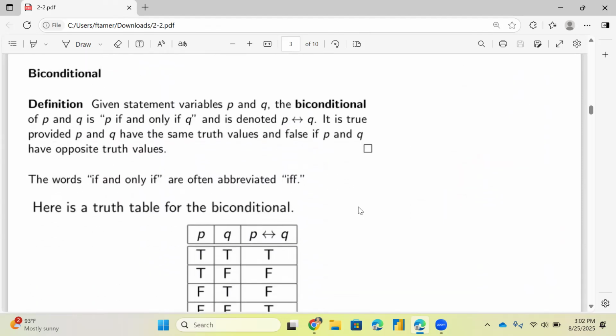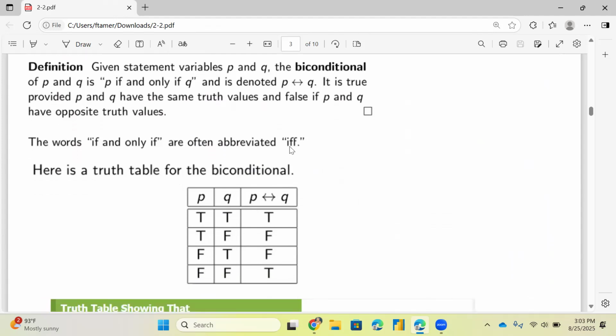Finally, we're going to look at the biconditional. Its definition is: given statement variables P and Q, the biconditional of P and Q is "P if and only if Q," denoted by this bidirectional arrow. This means P if and only if Q. It is true provided P and Q have the same truth values. The words "if and only if" are often abbreviated as iff. So this means if and only if.